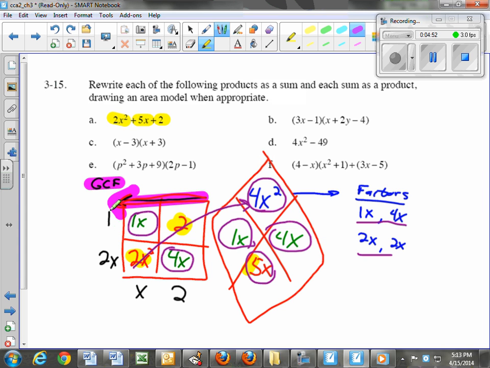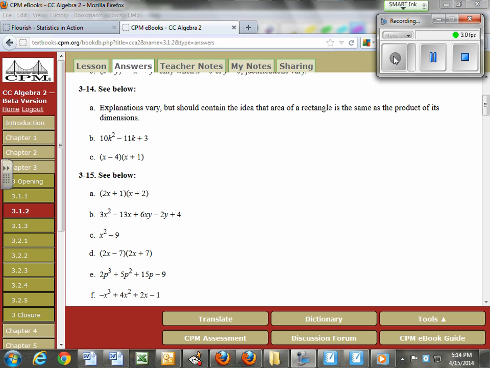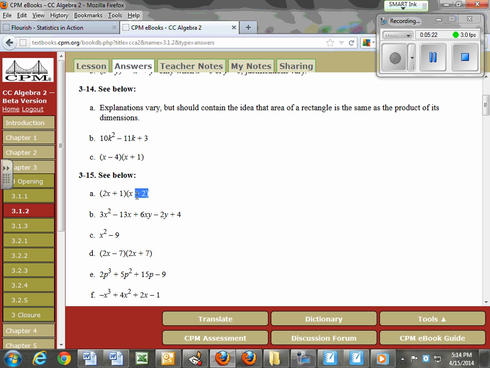If the left side is a 1 and the area is 1x, that means the bottom's an x. If the bottom's an x and the area is 2x squared, then the left side is 2x. And so forth and so on. If the left side is 1, the area is 2, the bottom's a 2. If the left side is 2x, the bottom's a 2, this has to be a 4x. So that gives us this for an answer. So this is the product or the factored answer for that question.